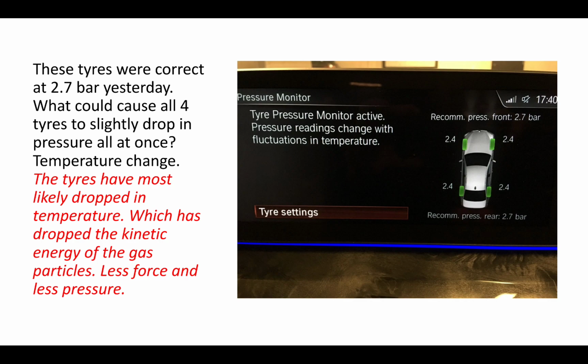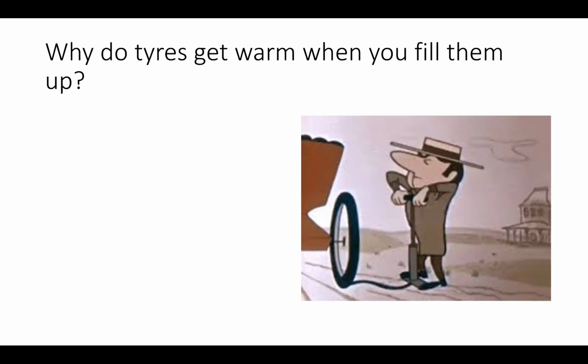Well, the tyres are most likely dropped in temperature. And a drop in temperature will drop the kinetic energy of the gas particles. So if they've got less kinetic energy, they're going to have less speed, therefore less force, and coincidentally less pressure. So it's quite a meaty explanation. There's quite a lot to it. Remember to make any notes if you need to. Let's move on. So why do tyres get warm when you fill them up?